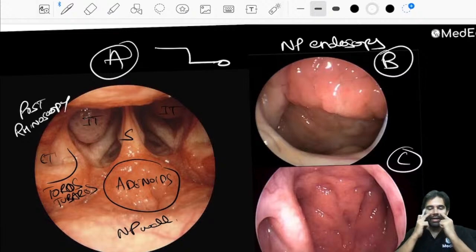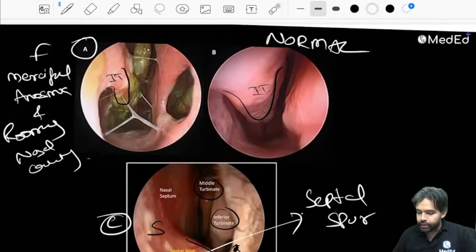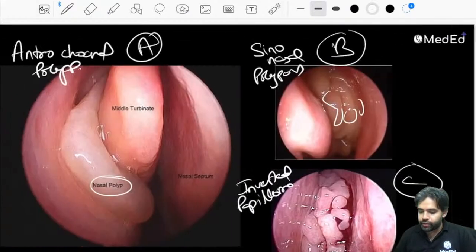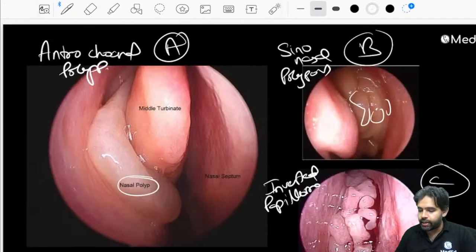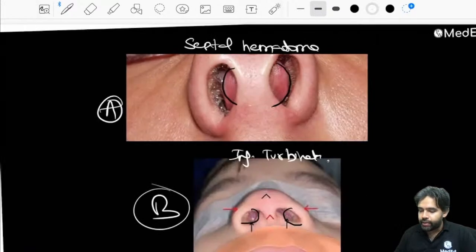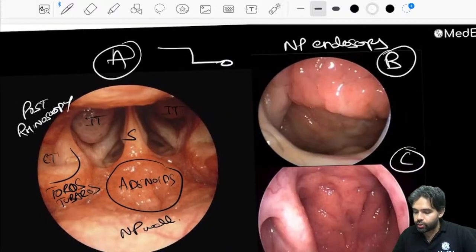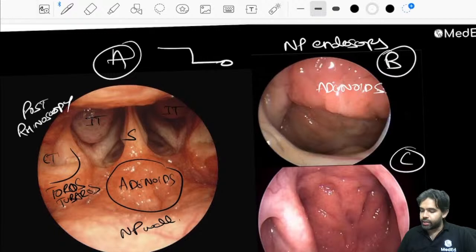Instead of being in the front, I showed you these images. This is the image of the nasopharynx. This is the image of the endoscopy from the front, and when we go all the way back, this is the image we will get. This here you can see is adenoid, right? This is the right nasopharynx.